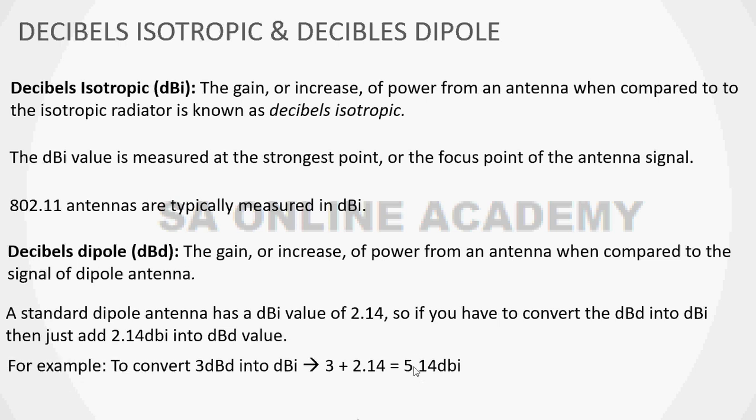So this is an example. To convert 3 dBd into dBi, you just do 3 plus 2.14, and it comes to 5.14 dBi. Any gain which you have in dBd, just add 2.14 to it, and it will give you the output in dBi.